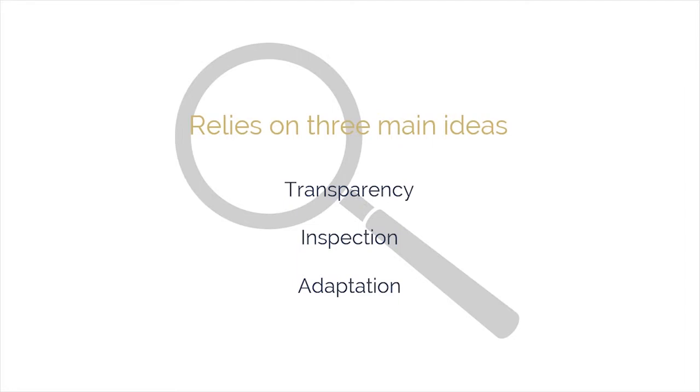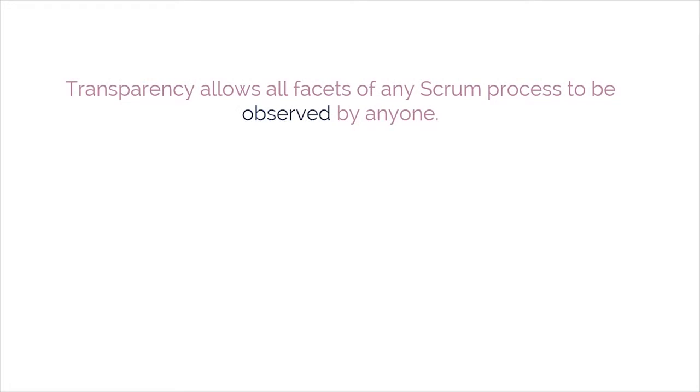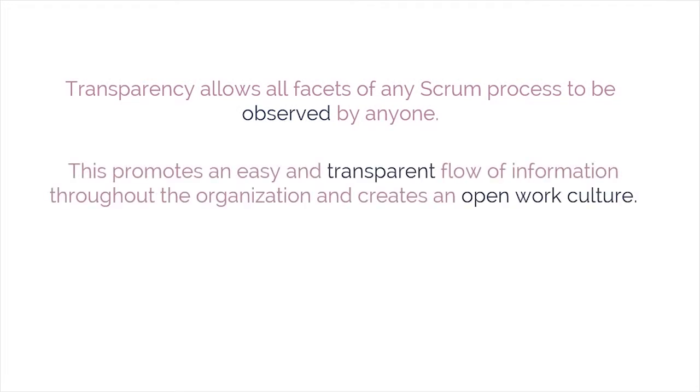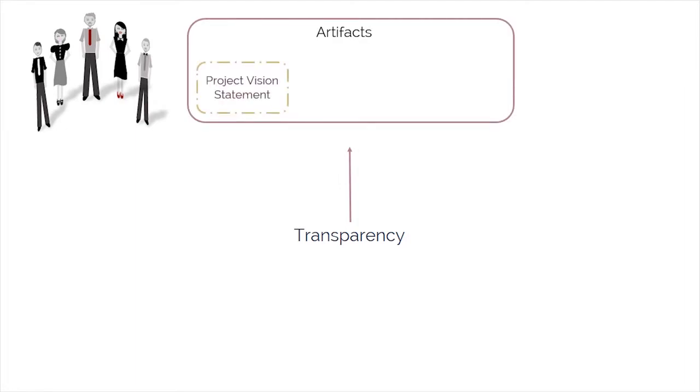Let's start with the first idea, transparency. Transparency allows all facets of any Scrum process to be observed by anyone. This promotes an easy and transparent flow of information throughout the organization and creates an open work culture. In Scrum, transparency is provided by openly sharing the project vision statement, which can be viewed by all stakeholders and the Scrum team.